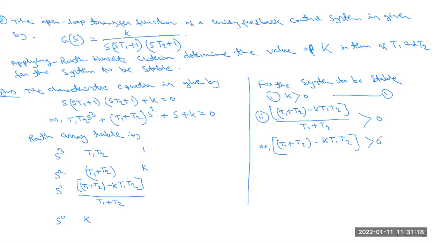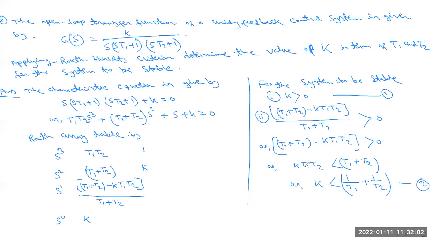Okay. So this T1 plus T2 is multiplied by 0, that is also 0. So now we have to calculate this one. We have to write this equation: K into T1 T2 is less than T1 plus T2. That means K is less than or equal to 1 by T1 plus 1 by T2. Okay, so this is the relation 2.